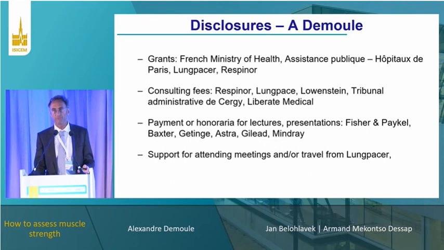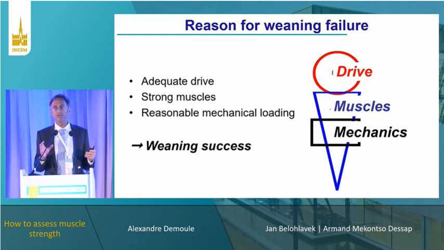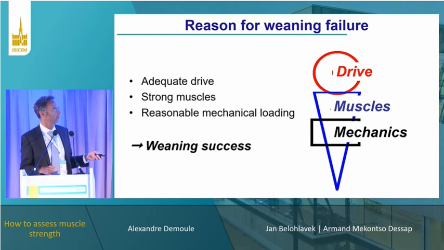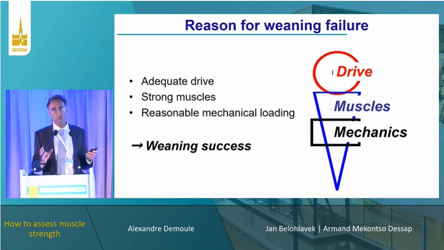So, the success of weaning is based on the good adequation between those three guys. The patient needs a good drive, strong respiratory muscles, and a reasonable mechanical loading. So those two guys have to work all together. And if they work together, if there is not too much imbalance between them, then there's good chance that weaning is successful.